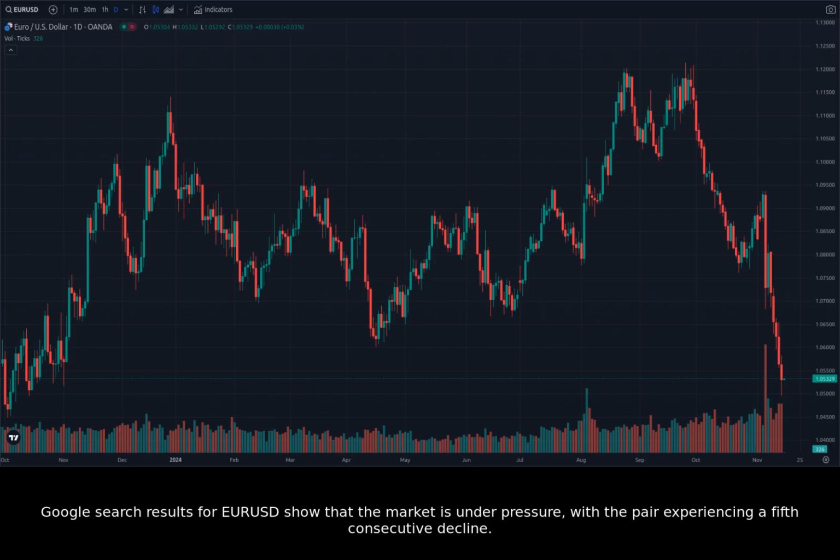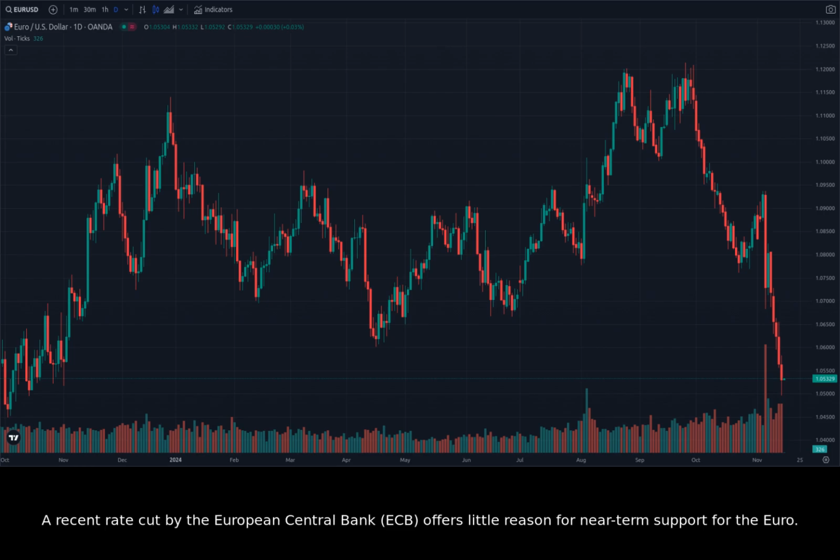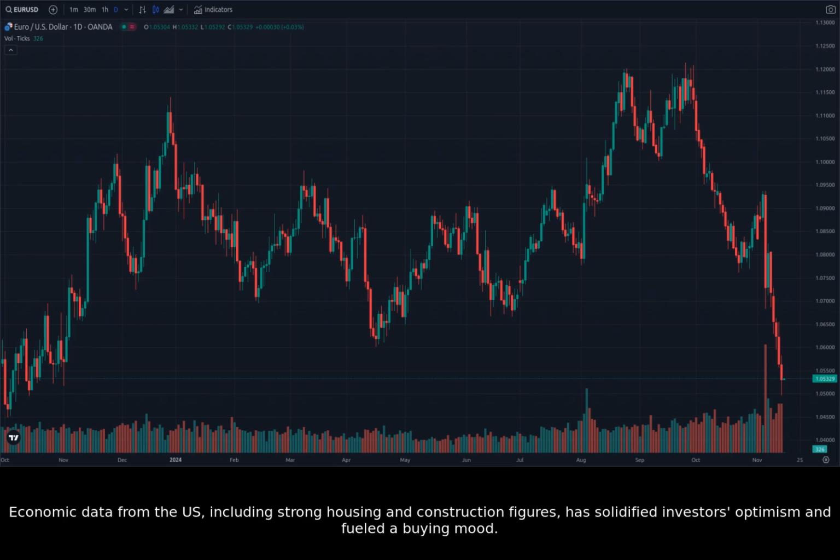Google search results for EURUSD show that the market is under pressure, with the pair experiencing a fifth consecutive decline. A recent rate cut by the European Central Bank, ECB, offers little reason for near-term support for the euro. Economic data from the U.S., including strong housing and construction figures, has solidified investors' optimism and fueled a buying mood.